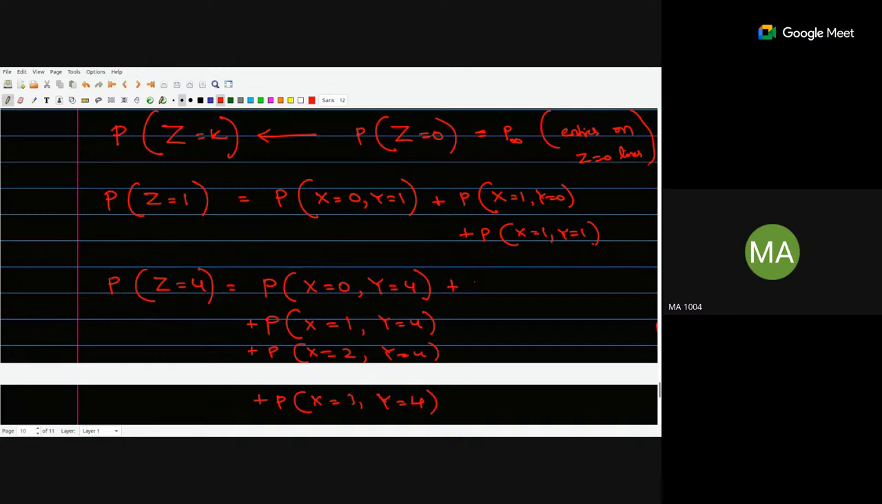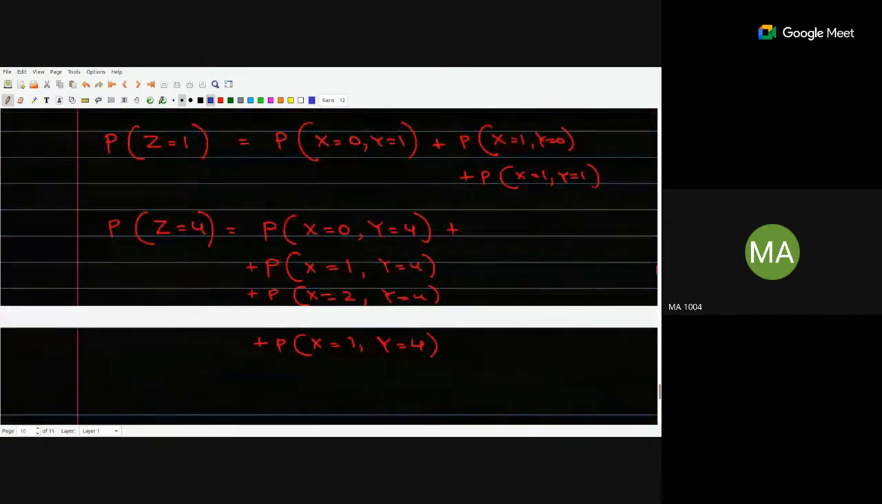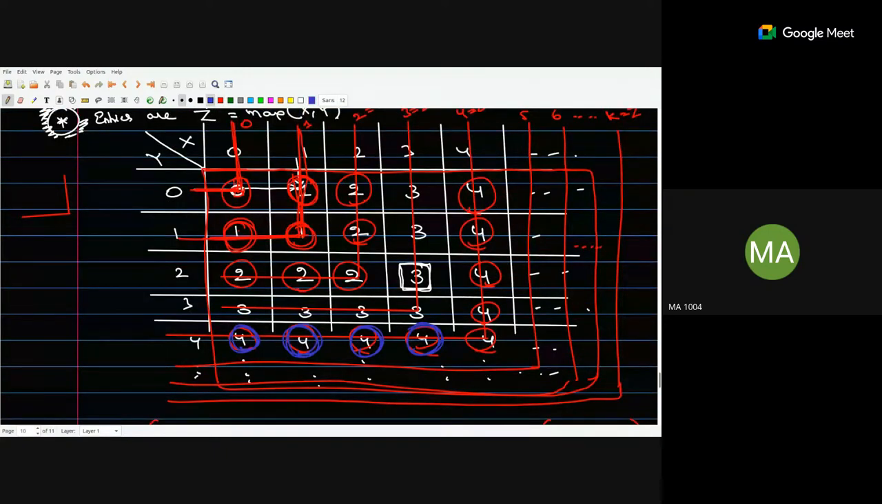In addition to that, there are still more. So these 4 cases are this: X is 0 and Y is 4, X is 1 and Y is 4, X is 2 and Y is 4, X is 3 and Y is 4. And the other cases are the probability that X is equal to 4 and Y is equal to 0, plus X is 4 and Y is 1, plus X is 4 and Y is 2, plus X is 4 and Y is 3. And these 4 cases are these 4: X being 4, the maximum value, and Y being any value less than the maximum value.